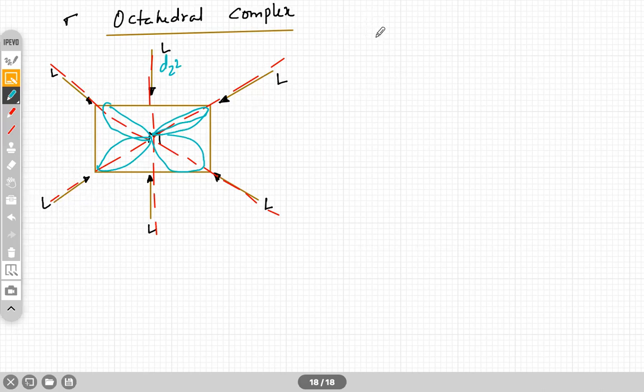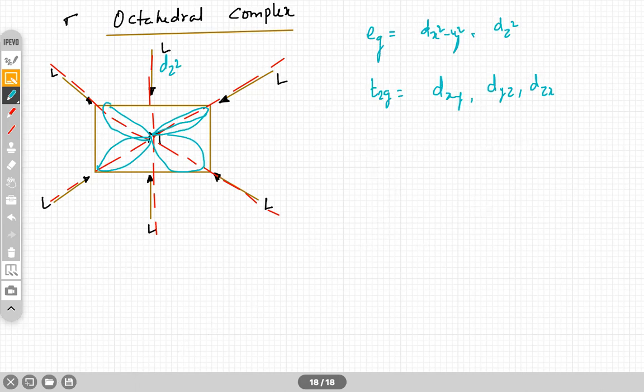So the two sets of orbitals are T2g and Eg. T2g is all the non-axial orbitals, dxy, dyz, and dzx. And Eg has two orbitals, which are dx square y square and dz square. So when the ligand approaches the metal to form an octahedral complex, the Eg orbitals will have more repulsion, and this will go to the higher energy level. And T2g will come down to the lower energy level by maintaining the average energy of the complex.